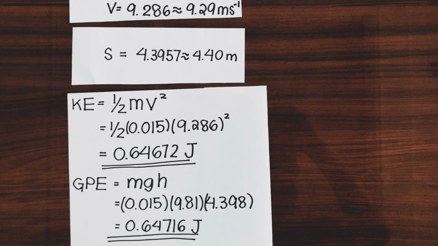Now that we know final velocity v and height s, we get to calculate kinetic energy and gravitational potential energy. For KE, using the value of v, we get 0.64672 joules. For GPE, we get 0.64716 joules using the value of h.